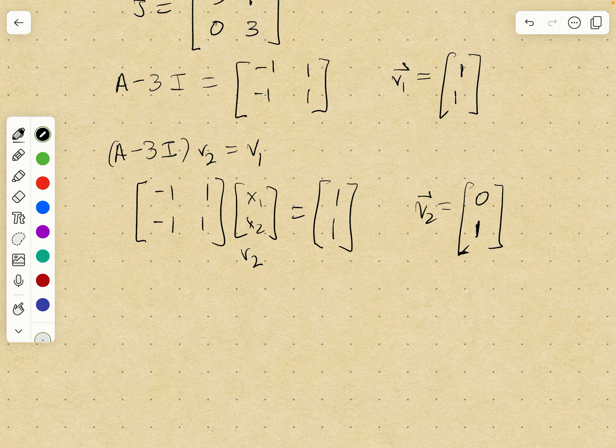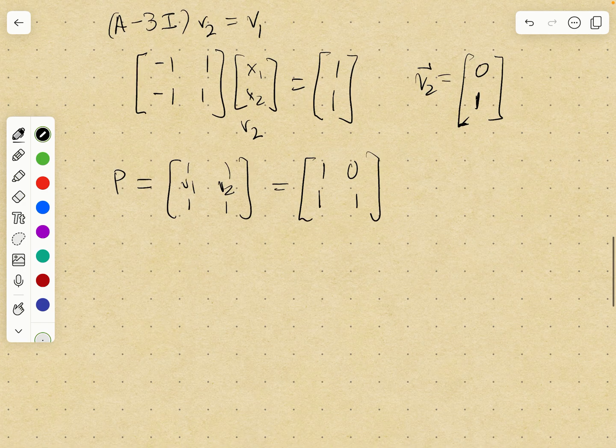Or you could do 1, 2, or 2, 3, right? Those all work. But this is one possibility for V2. And so therefore our matrix P, remember that's the matrix with columns V1 and V2, we can make P to be 1, 1, 0, 1. And so that's our P and we found our J.